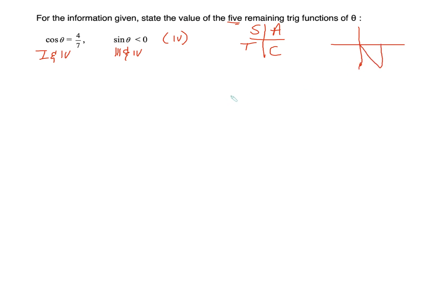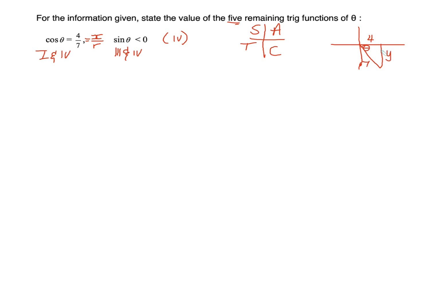So I'm going to draw my triangle. Here's my theta. Now remember, cosine theta is 4 over 7. So I need to know what it is in terms of x, y, and r. And remember, cosine is x over r. That's an x. Which means, knowing your coordinate plane, this is 4, because this is the x-axis. r represents your hypotenuse, so this is 7. So therefore, what is missing is y.